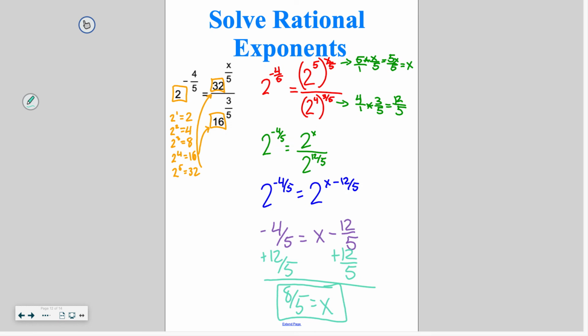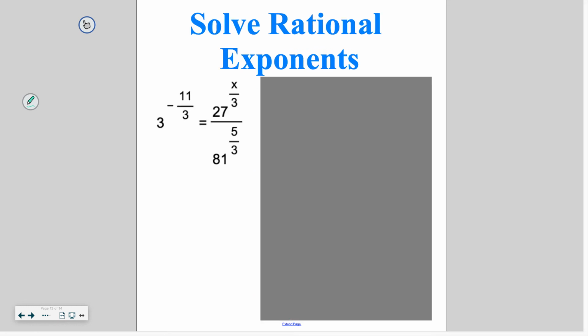So again, our process is the same. We need to find that common base. In this case, it was going to be 2. So that stayed the same. 32 turned into 2 to the 5th power. 16 turned into the 2 to the 4th power. We simplified our exponents. 5 times x divided by 5 gave us just x. 4 times 3 fifths gave us 12 fifths. Once I had those in the problem, division meant subtracting my exponents. Once the base matched, I could set those equal to each other, and I get my final answer of 8 fifths equal to x. Go ahead and try this one on your own.